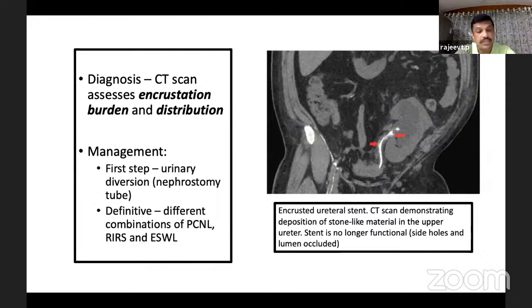If the stent encrustation burden is not too much, one can go for a session of shockwave lithotripsy for dusting off the encrustations, then removing the stent endoscopically. Sometimes this may not be feasible, then one may have to do a retrograde RIRS or a PCNL may be required.